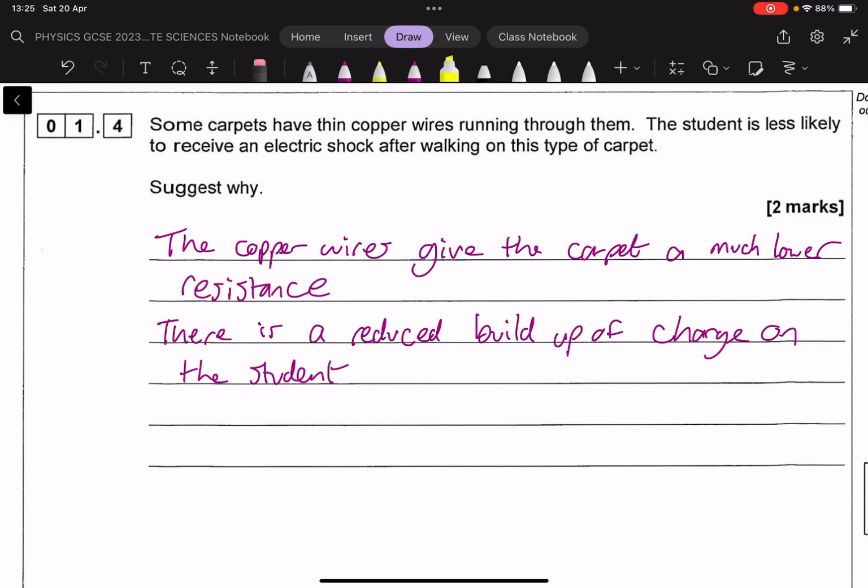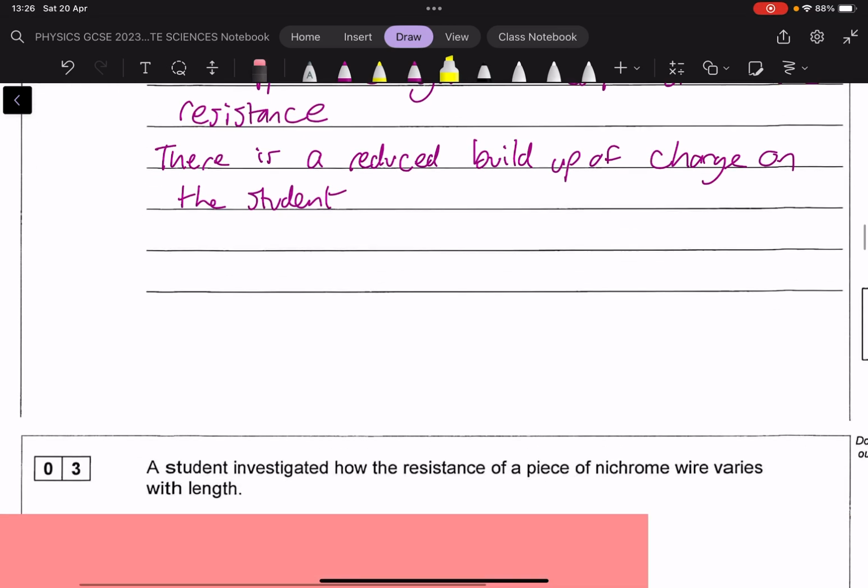In the mark scheme, all you had to mention were 2 things to get the 2 marks, and that was the much lower resistance of the carpet that included the copper wires, and the fact that this would reduce the build-up of charge on the student. That's all you needed to say for that one. That is the end of question 1.